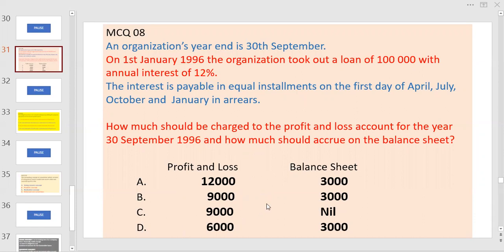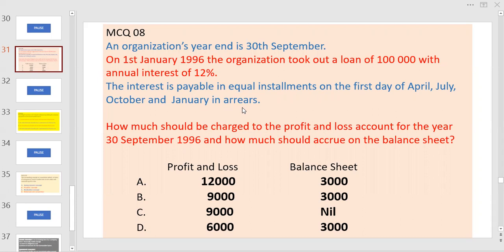So if you eliminate those, out of this, one has an accrual balance of 3,000, the other one has no accrual, as if it had been paid in cash. But is that the case? You look at the account which says interest is payable in arrears. You don't have to pay on the first day of the quarter. You will have to pay on the last day of the quarter.